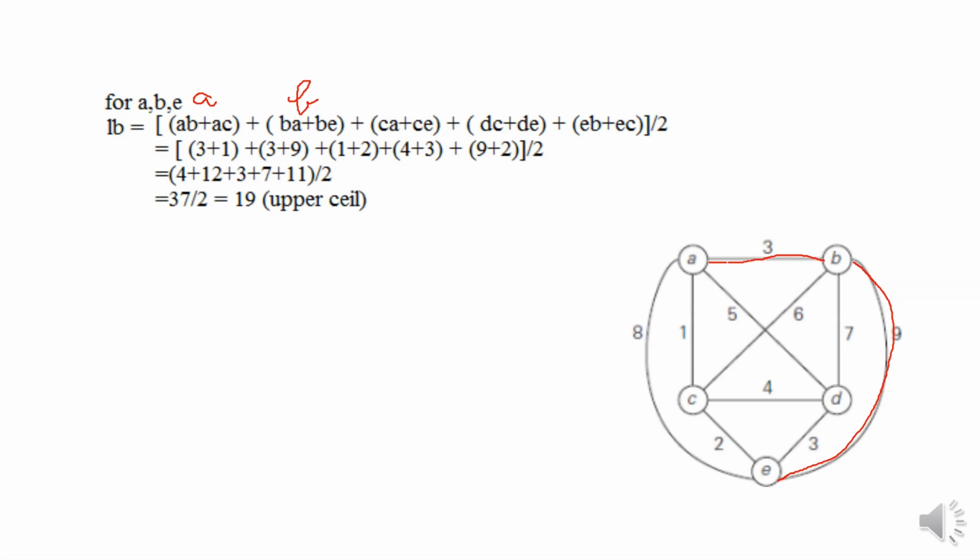So 3 plus 9. Next, for the vertex C, I take the least 2, that is 1 plus 2. For the vertex D, I can take the least 2, that is 3 plus 4. And for the vertex E, I should include this edge, that is EB. The other one could be the least one, so the other one is 2. So I take 9 plus 2. So this value is giving us 37 by 2. Because of the upper ceiling, we take the value as 19.